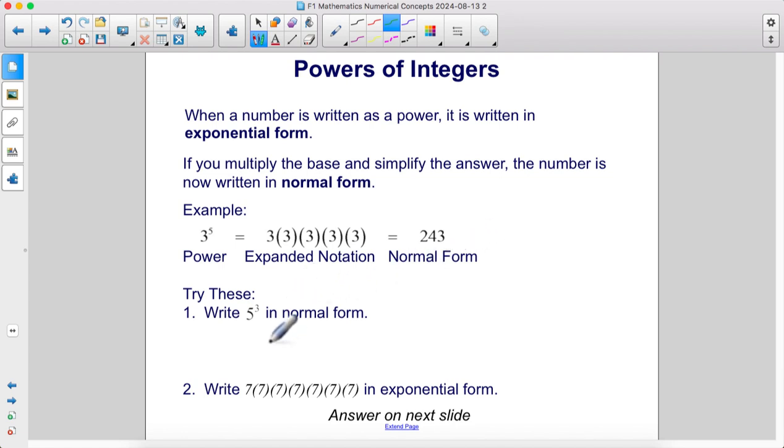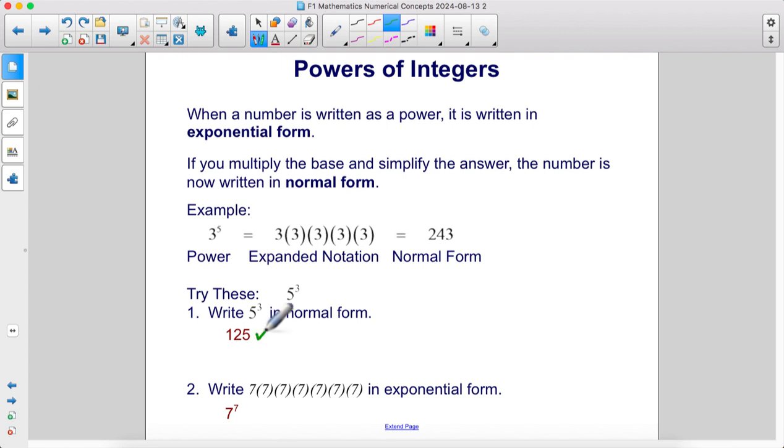Try these. Write 5 to the 3rd in normal form. So that would be 5 to the 3rd is 5 times 5 times 5 in expanded notation, which is 125 in normal form. Write 7 times 7 this many times in exponential form. Well, that's 1, 2, 3, 4, 5, 6, 7. That is 7 to the 7th in exponential form. And here is 125 and 7 to the 7th.